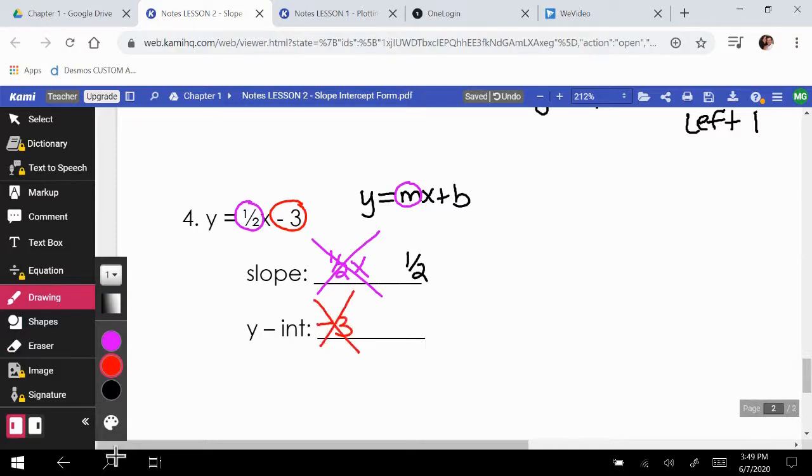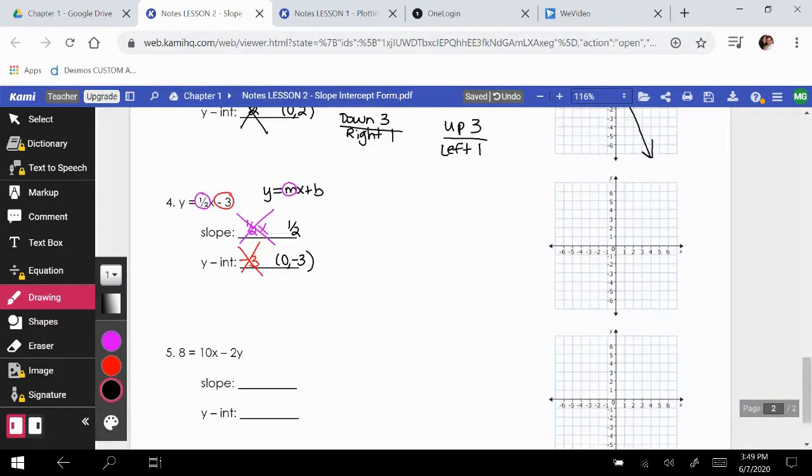Again, we are not going to write -3. We're going to write the ordered pair, (0, -3). So let's plot a point on the line first. I'm going to plot the (0, -3). And then from there, I'm going to use the slope for another point. Now the slope is 1/2.